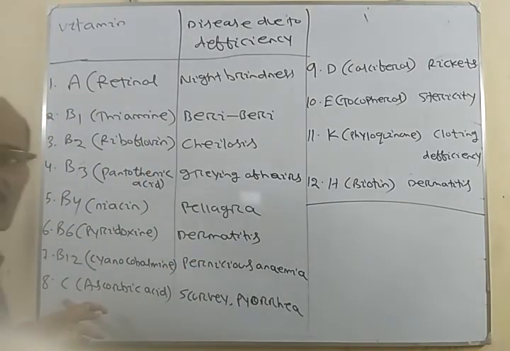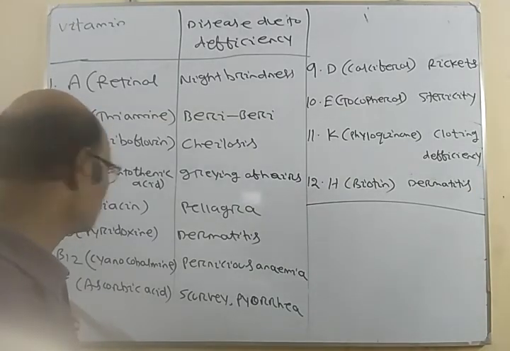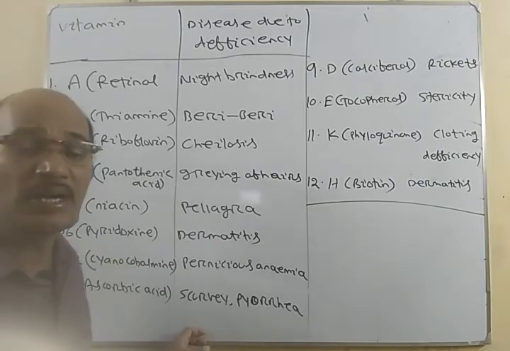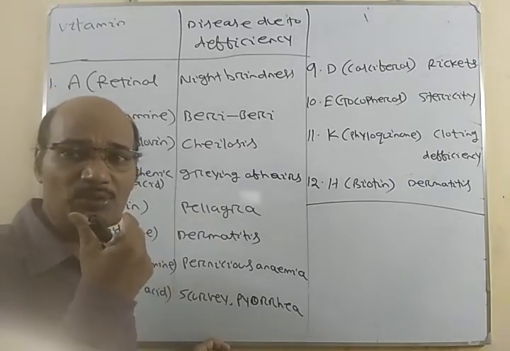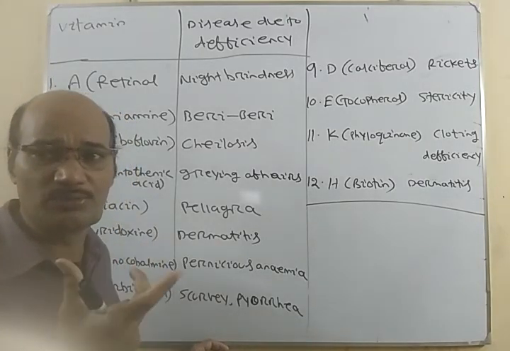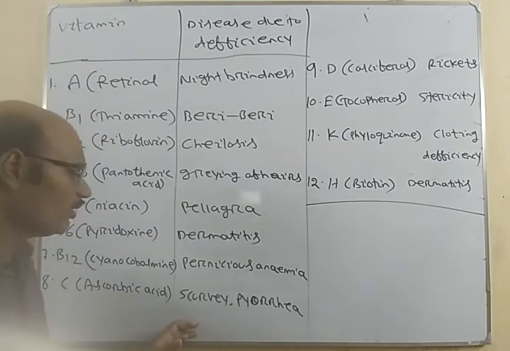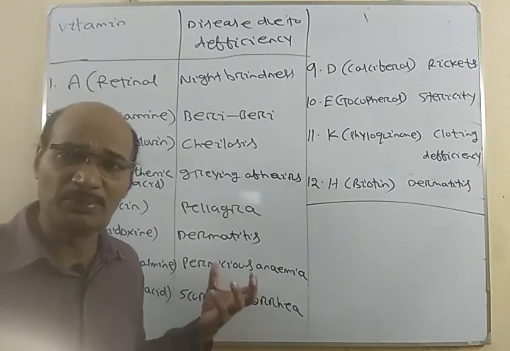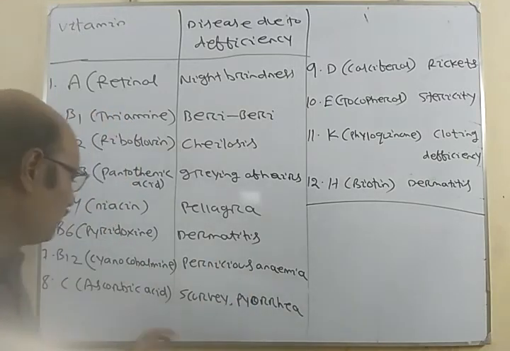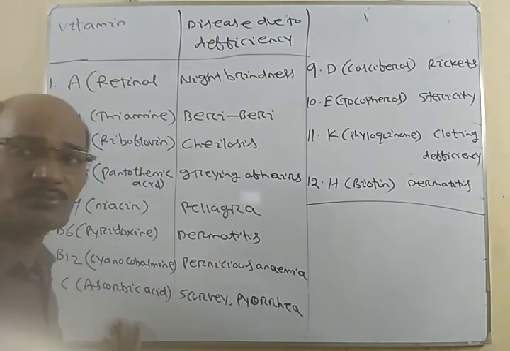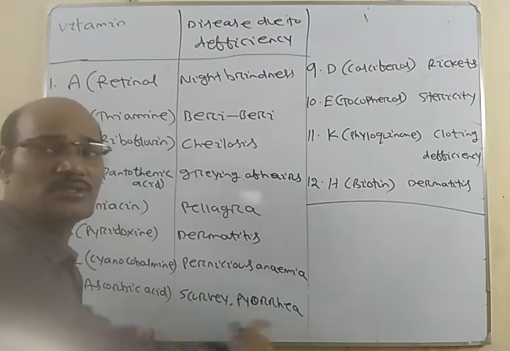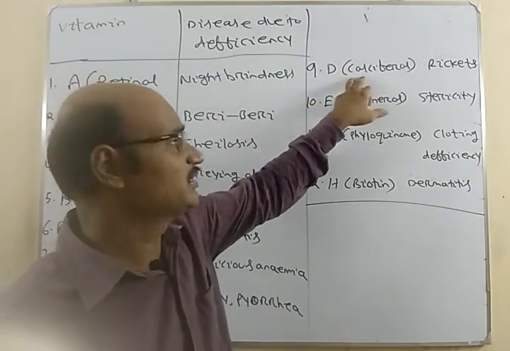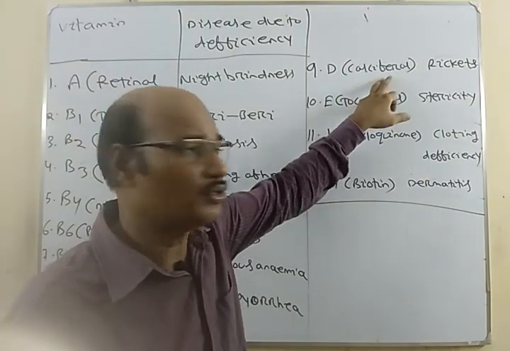And vitamin C, also called ascorbic acid, will cause scurvy and pyorrhea, so bleeding of gums, swelling of the gums. Basically the cold disease is due to deficiency of vitamin C, and we can take vitamin C for curing this kind of disease. Now vitamin D, also called calciferol, will cause diseases like rickets.